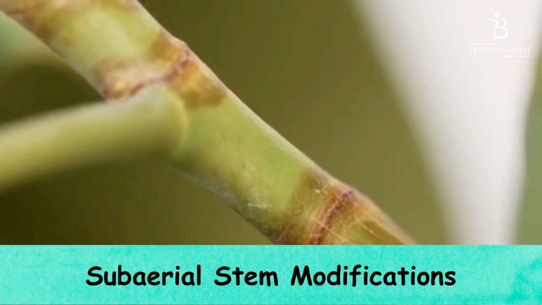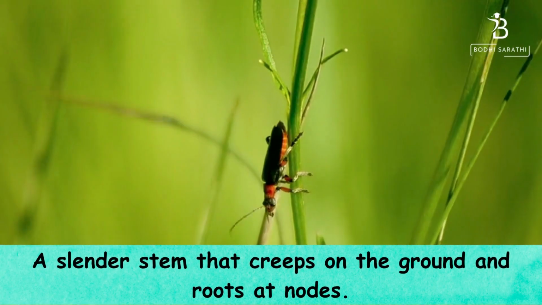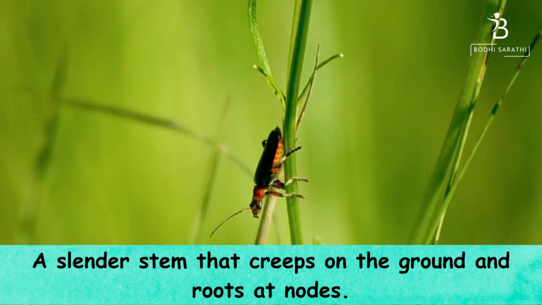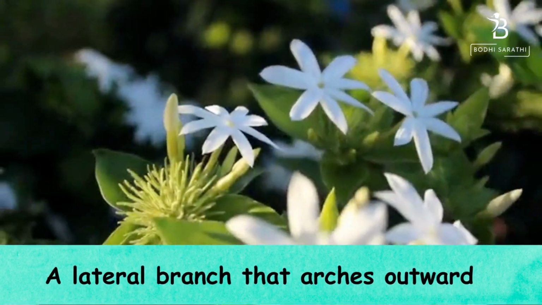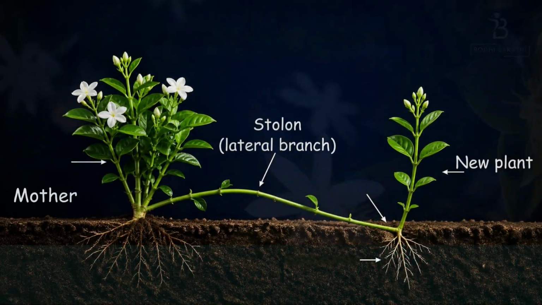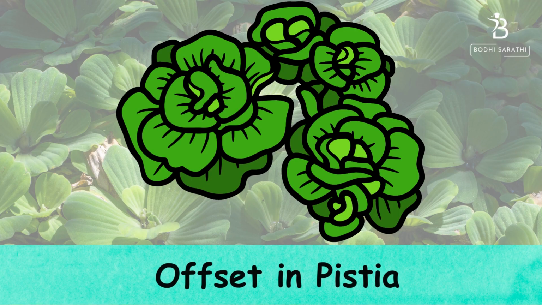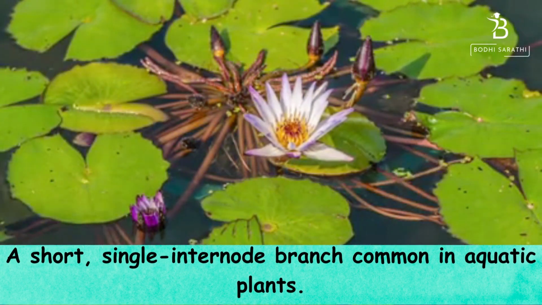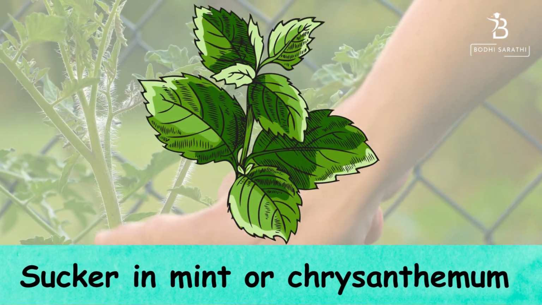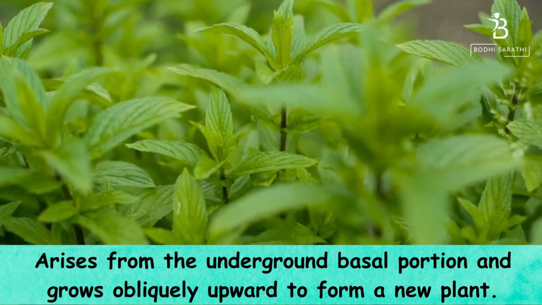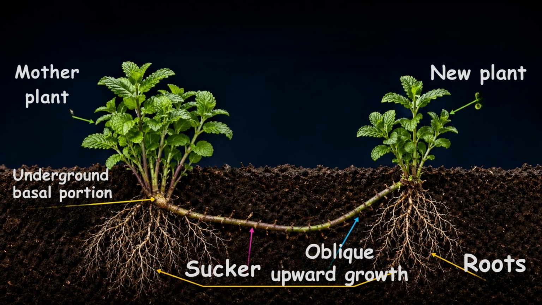Subaerial stem modifications: runner in grass, a slender stem that creeps on the ground and roots at nodes. Stolon in jasmine, a lateral branch that arches outward and roots on touching the soil. Offset in pistia, a short, single internode branch common in aquatic plants. Sucker in mint or chrysanthemum, arises from the underground basal portion and grows obliquely upward to form a new plant.